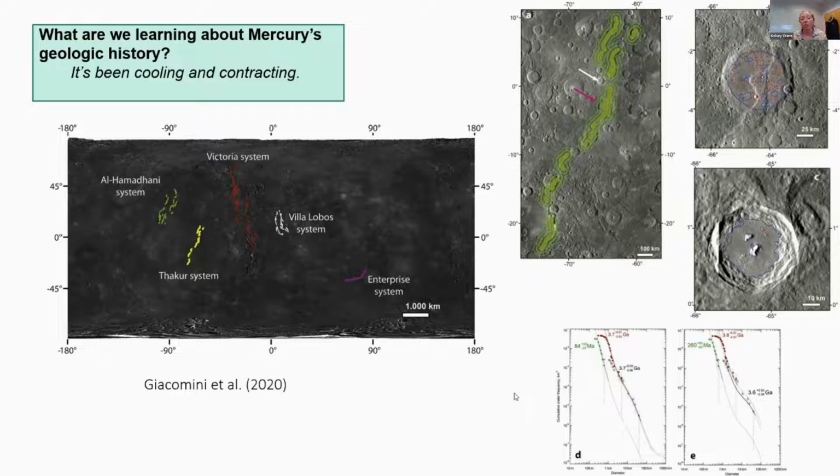And I think this is really cool, and this is underutilized. We could be learning a lot more about where specific systems have been active through Mercury's history by doing more of this type of technique.